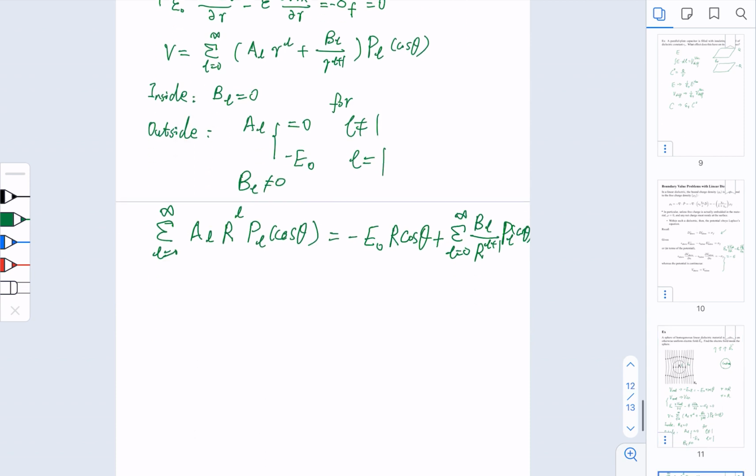Then this gives us the condition that for L equals 1 there is a special case, because the right hand side involves L equals 1. For other L's, it's simply A_L times R to the L equals B_L over R to the power of L plus 1.